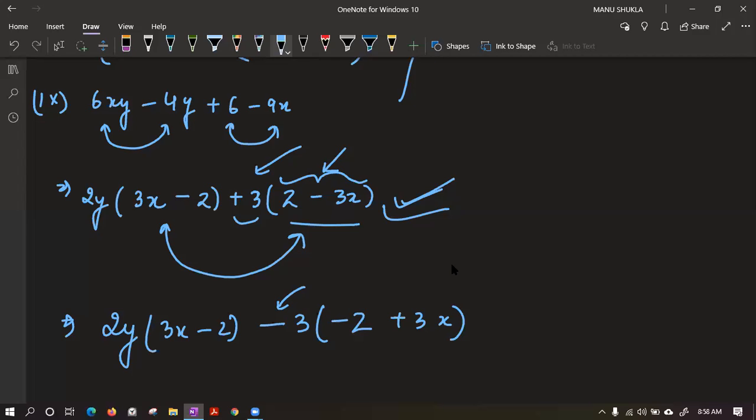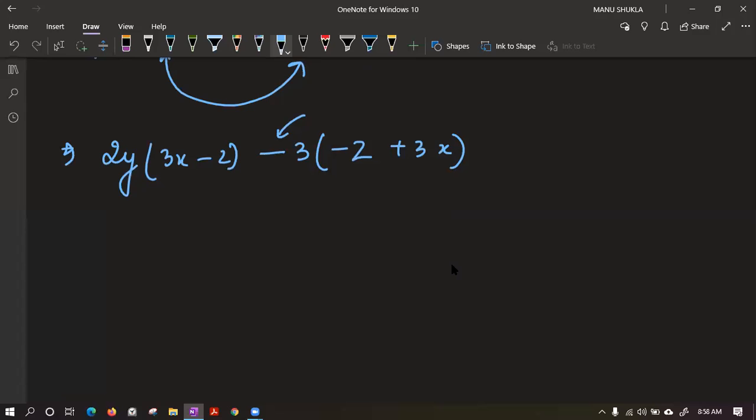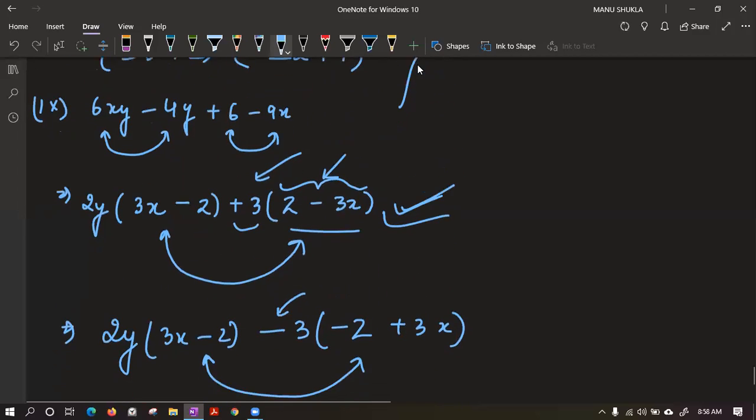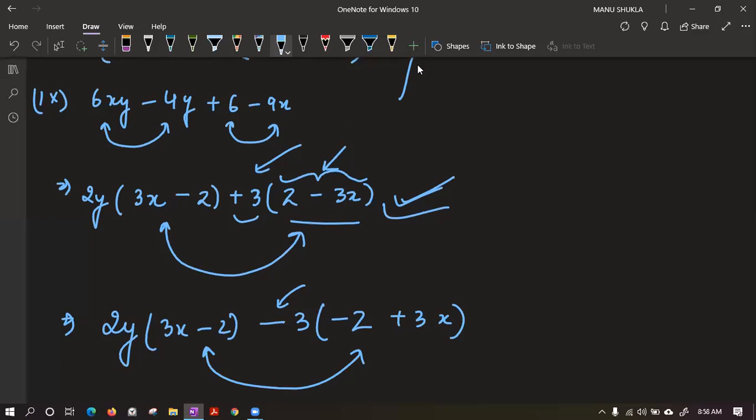So now after taking minus 3 common, we can observe these two are exactly the same, and now we can take them common, and the main answer is 2y minus 3. Many of you may make the mistake of not comparing properly. So please check properly, are they equal or not, because a little sign of negative can change everything. So you have to be very careful while taking common.